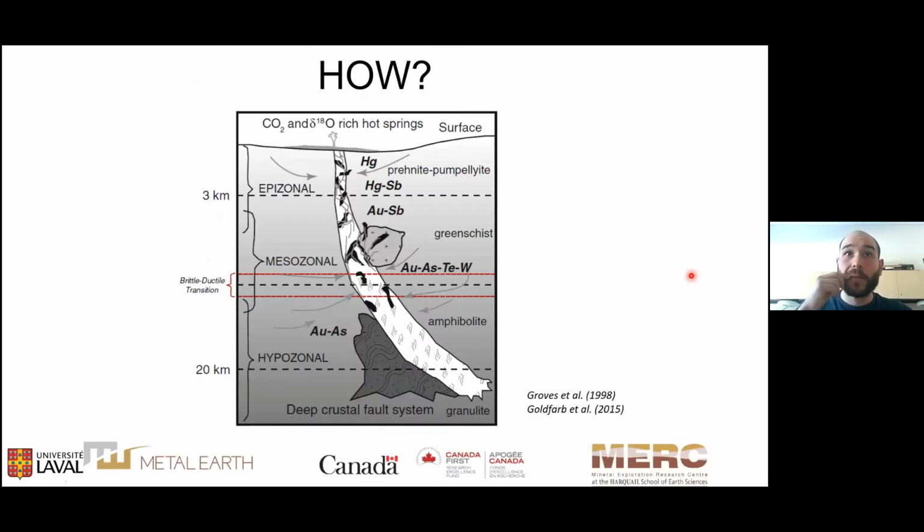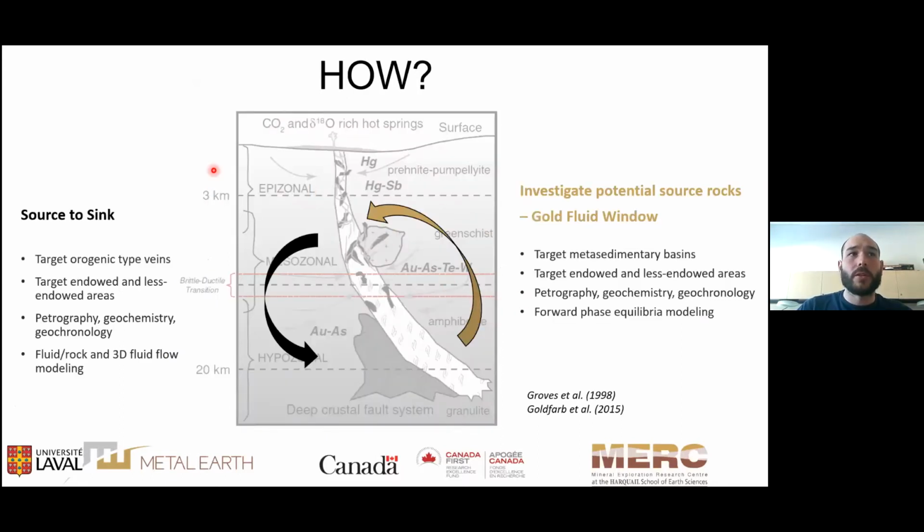So how are we going to do that? This is the generic model for orogenic gold deposits. And there are two different approaches. I'm not going to talk a lot about that because this is Benoit's talk just after me. But I wanted to illustrate that we can look at the final products, typically orogenic type veins in endowed and less endowed areas, doing a lot of detailed petrography, and try to understand our rock fluid modeling, and trying to understand what could have been the sources.